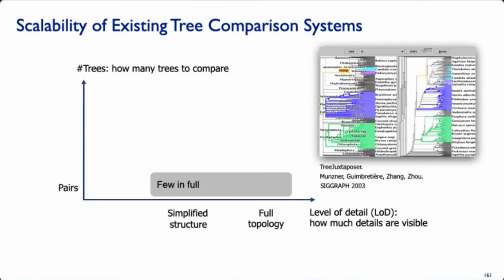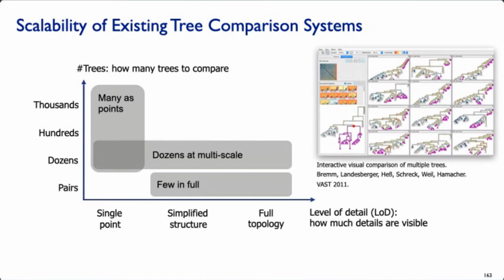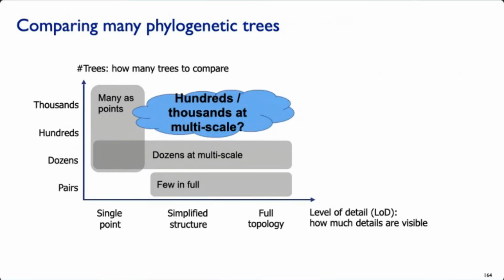There's been quite a bit of work on what if you really have a small number of trees and you want to look in detail, including some of my own previous work from decades ago, TreeJuxtaposer, where there's only a few trees and you want to see full detail. There's also been a lot of work where you're looking at thousands of trees, and you're only considering each tree as a point in high dimensional space. Those scale. But what if you actually need to see some of the internals of these trees? There's been some work looking at dozens of trees at multiple scales, but there was a gap: if you needed to see multiple scales and you had hundreds or even thousands of trees, what could you do?